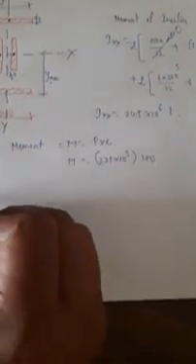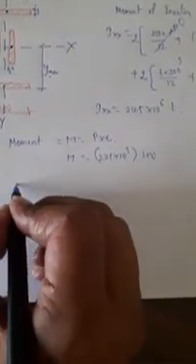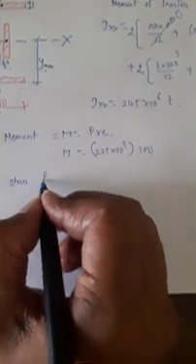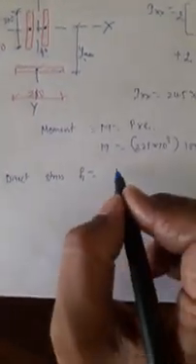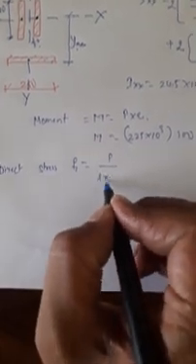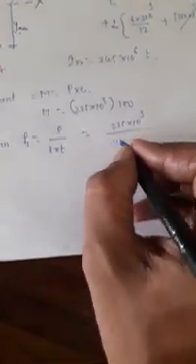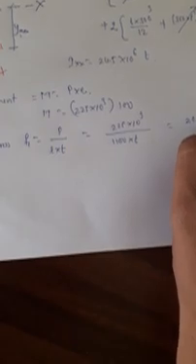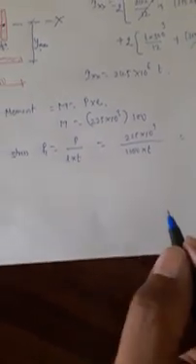Now let us calculate F1, the direct stress. F1 is equal to P divided by L into T: load divided by length of weld into throat thickness. So the load is 225 into 10 raised to 3 divided by the length of the weld 1100 into throat thickness. I get the value 204.5 by T.